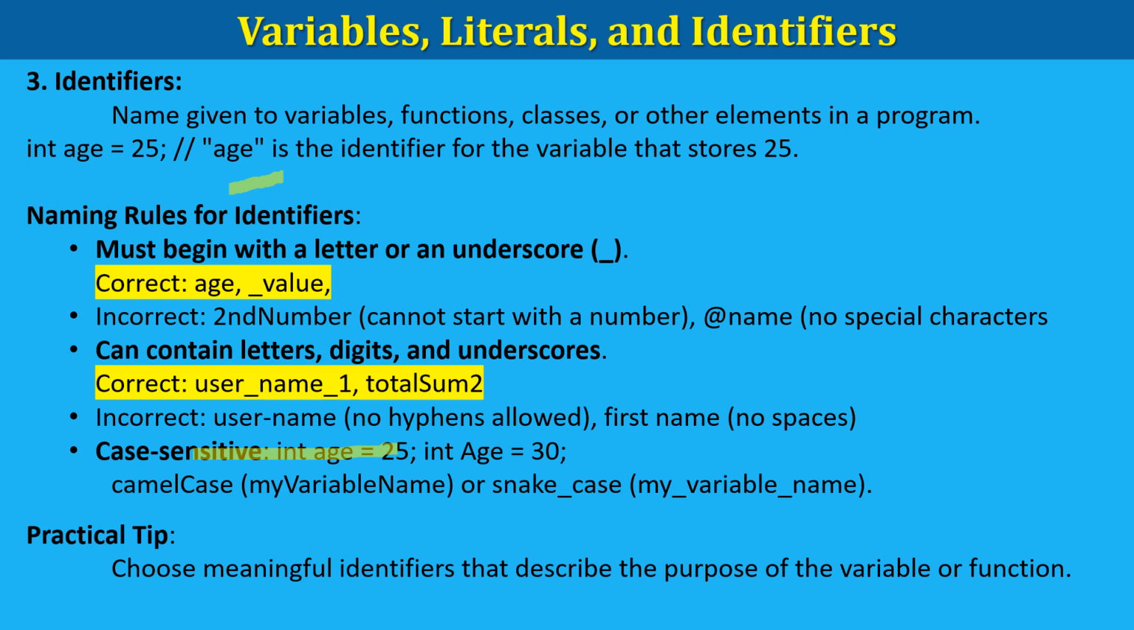Identifiers are used to make the code more readable and meaningful. They should be descriptive and follow naming conventions such as camel case or snake case, like my_variable_name, depending on the coding style guide you follow. Practical tip: choose meaningful identifiers that describe the purpose of the variable or function. For example, totalMarks is much clearer than x or variable1. Avoid very short cryptic identifiers unless you are working with simple loop counters like i in a for loop.